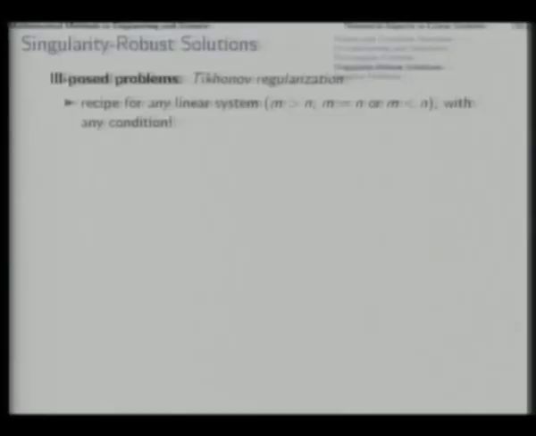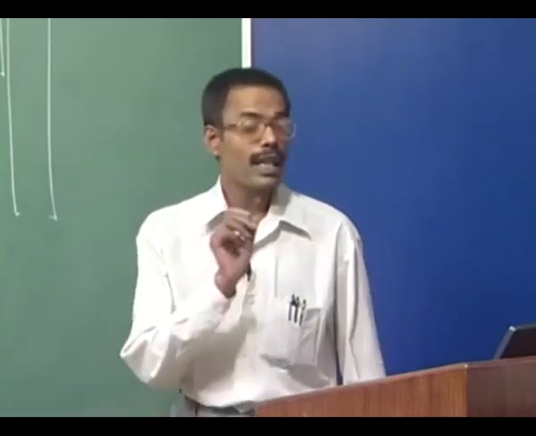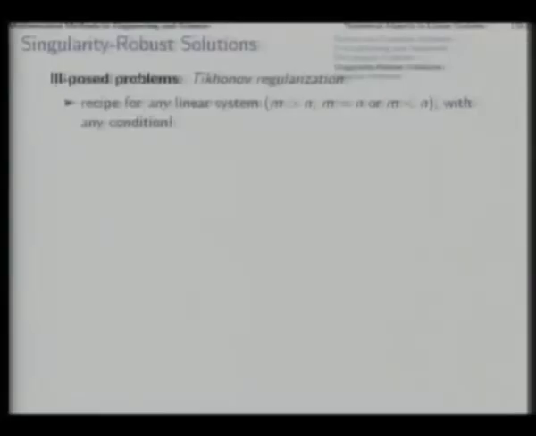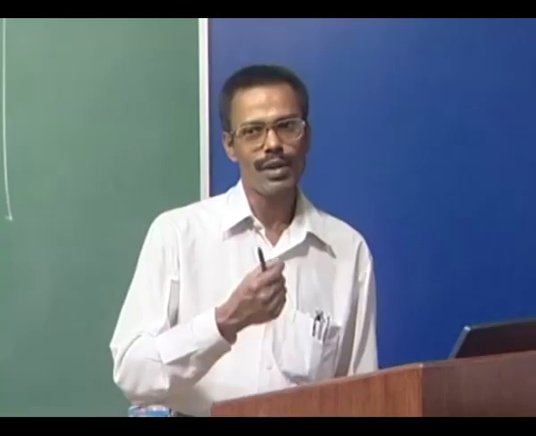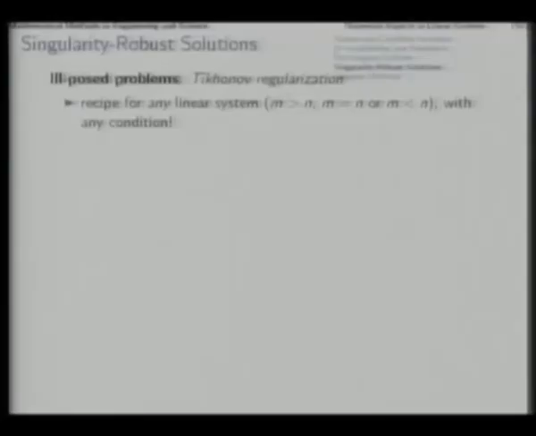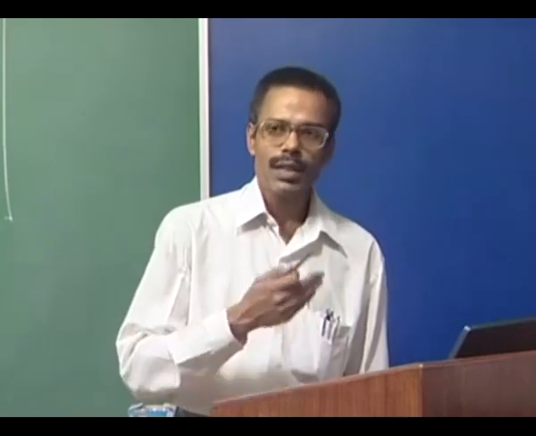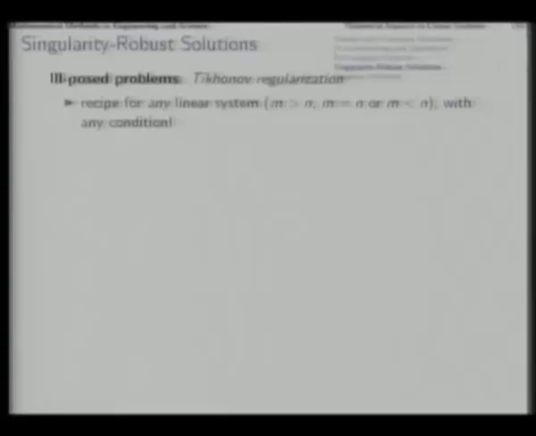This is the situation quite often encountered in ill posed problems, in which the statement of the problem is not enough, not completely clear. In that situation, we still can find a solution which is a very good working solution and which is quite robust, not so sensitive, and that is called the singularity robust solution. The method to do that is called Tikhonov regularization, and this technique gives you a recipe for any linear system, m greater than n, or m equal to n, or m less than n, with any condition.